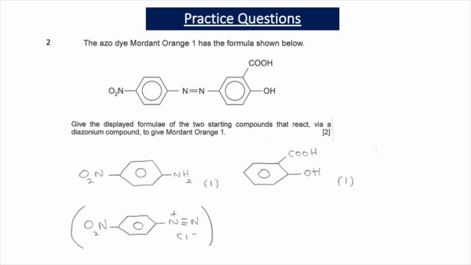Now the other compound I need would be a benzene ring with a carboxylic acid group and an OH group next to each other, and those 2 compounds would join together in a coupling reaction to form the dye mordant orange 1. So this question is worth 2 marks, so there's 1 mark for each correctly drawn compound.